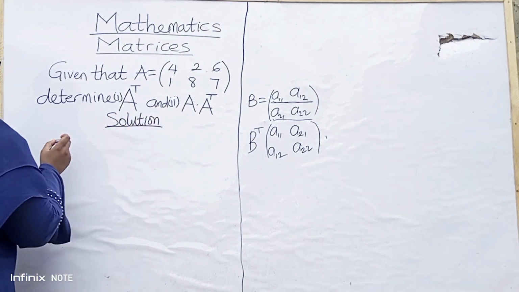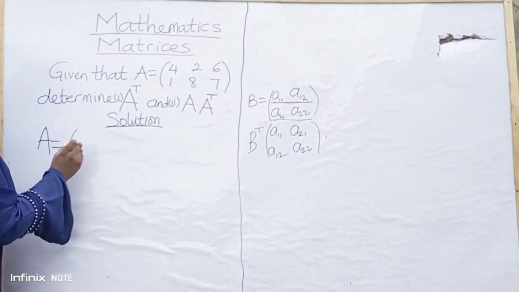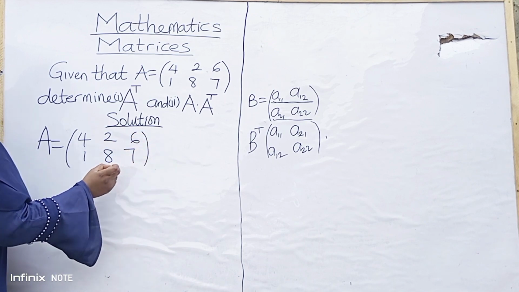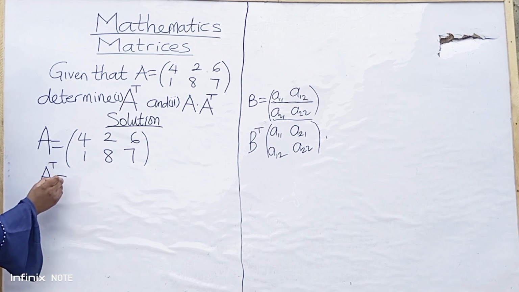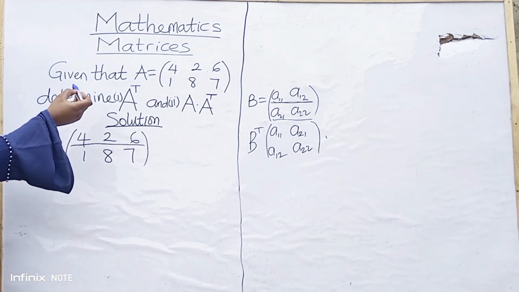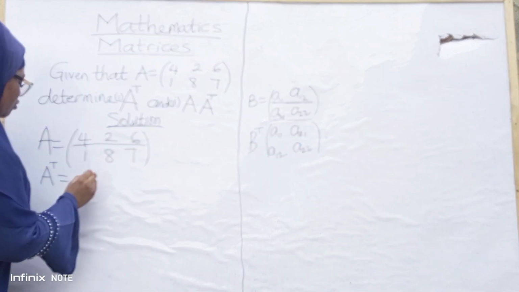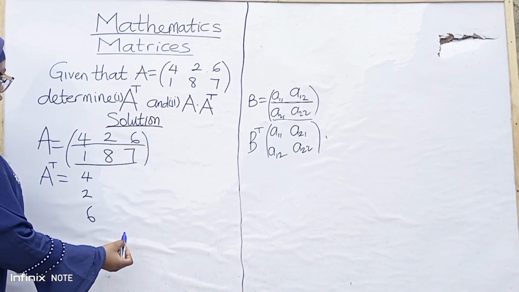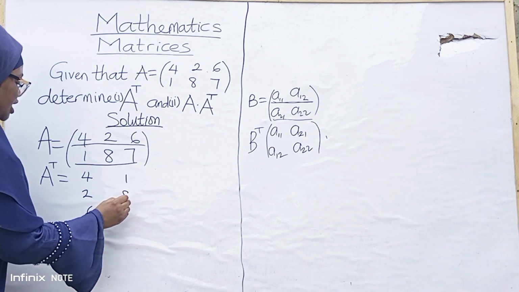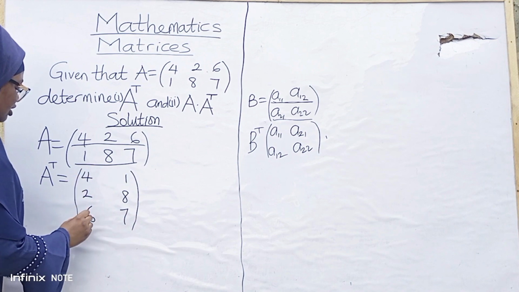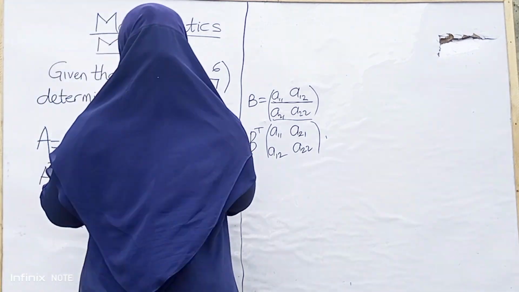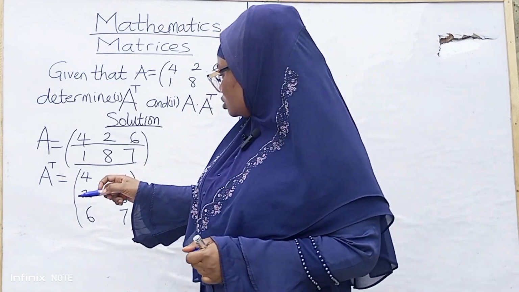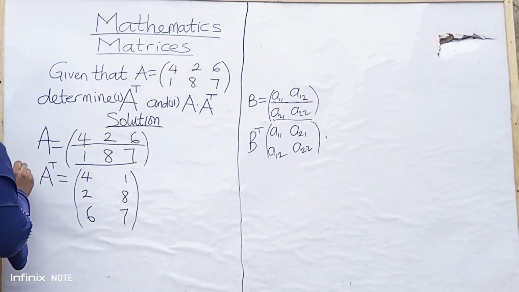Now, from this one, our A is equal to 4, 2, 6, 1, 8, 7. So its transpose becomes, the horizontal becomes vertical: 4, 2, 6. The second horizontal becomes the second vertical of its transpose: 1, 8, 7. So that is the transpose of a given matrix, when the rows and columns are interchanged. We still have to multiply A by A transpose.